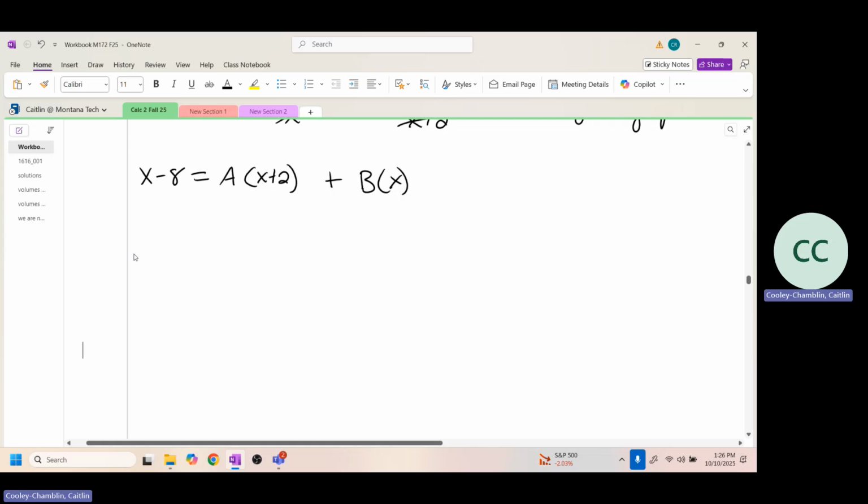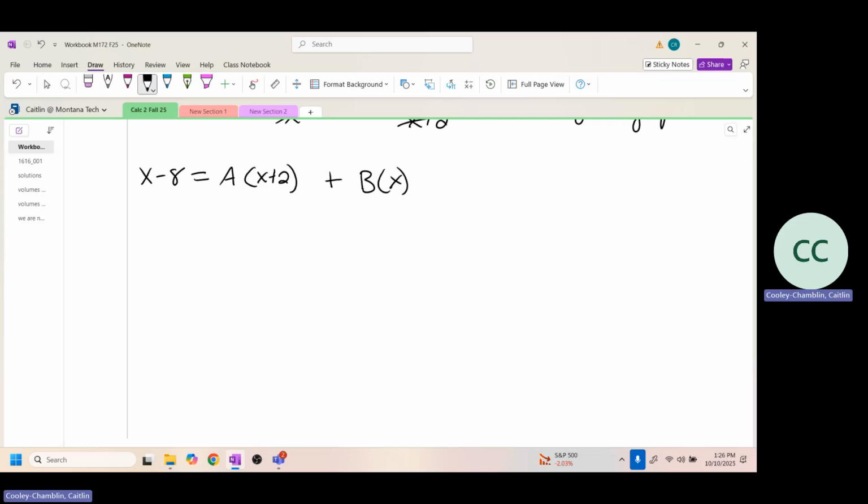Okay, so we multiplied both sides by the LCD. And now I'm going to solve. I want to solve for A and B. So I'm going to multiply this through. And so I get x minus 8 equals a x plus 2a plus b x.